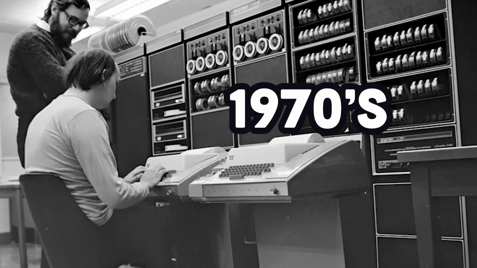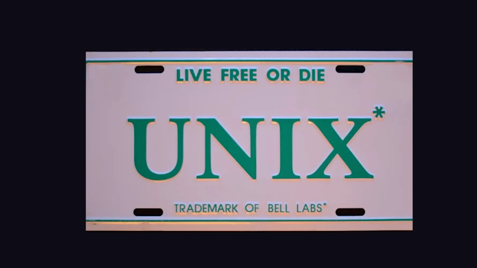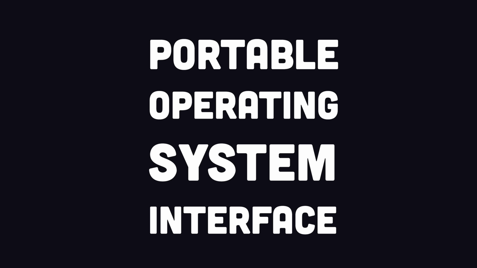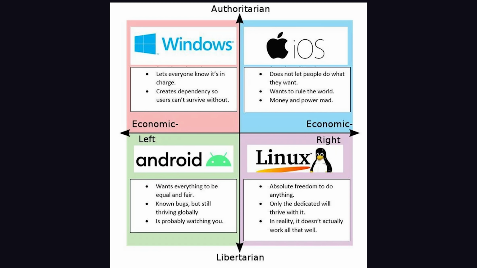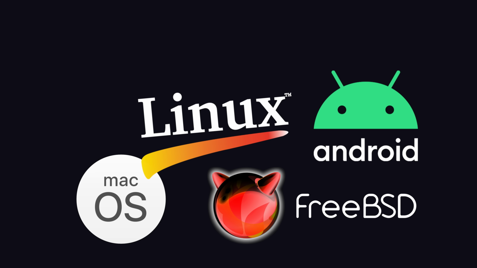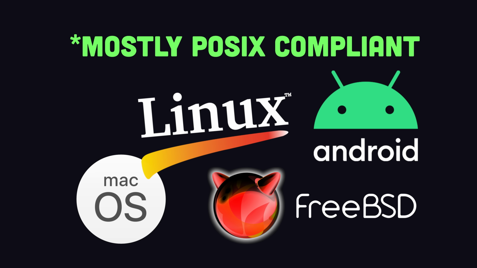an operating system developed at AT&T Bell Labs in the 70s. Its development led to a standardization called POSIX, or Portable Operating System Interface, to ensure that different systems would be compatible with each other. Its influence remains strong today, with macOS, Android, FreeBSD, and most Linux distros being POSIX compliant.